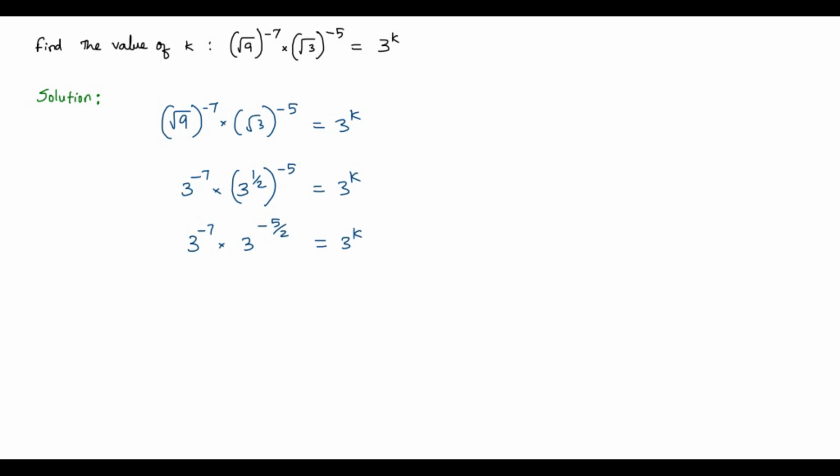Here we have the two terms with the same base. If we multiply two terms with the same base, what we need to do is we have to take the base once and add the exponents. That is negative 7 plus negative 5 divided by 2 is equal to 3 to the power of k.